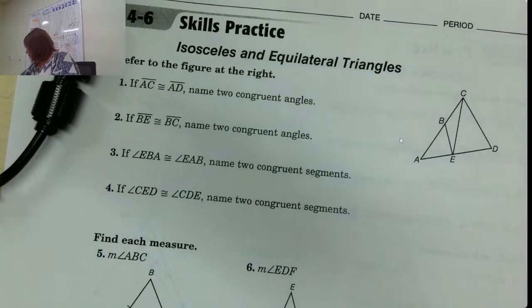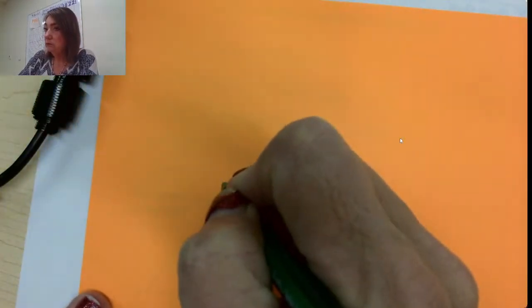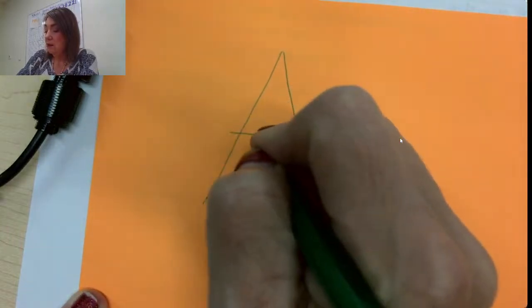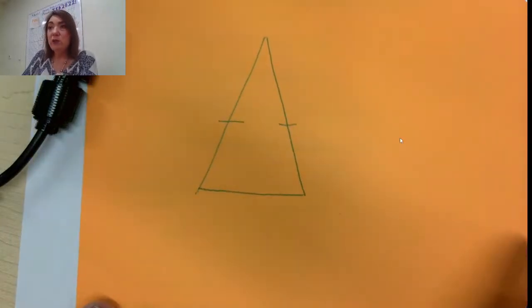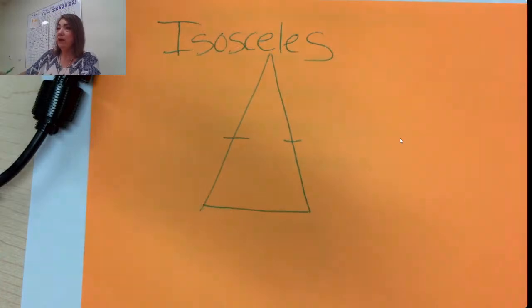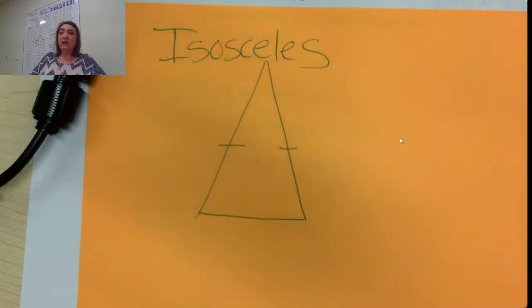Now, as a reminder, isosceles triangles are what kind of triangles? What do they look like? Two sides are the same, right? That's what isosceles triangles look like. Two sides are the same. Isosceles. Remember I told you the little story about pizza? This looks like a slice of pizza, and back in the day, you could get two sauces. So two sauces, two sides, isosceles. That's how you can remember it.